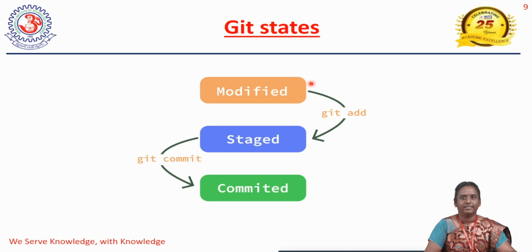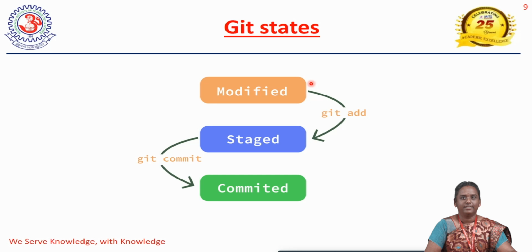Then we are going for staged state. That file will be added and it will go to the staged state. Staged state is a state before committed state, because commit here represents the term fix. Once we are fixing the changes, they will be stored in our local repository. So here we are using three major states.